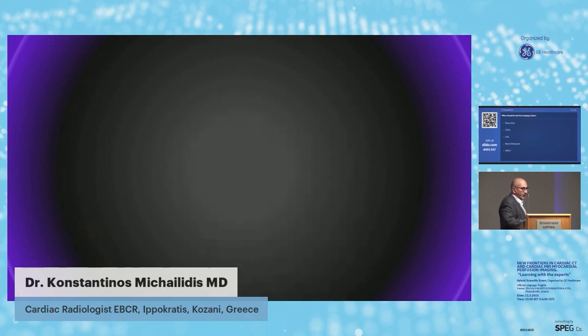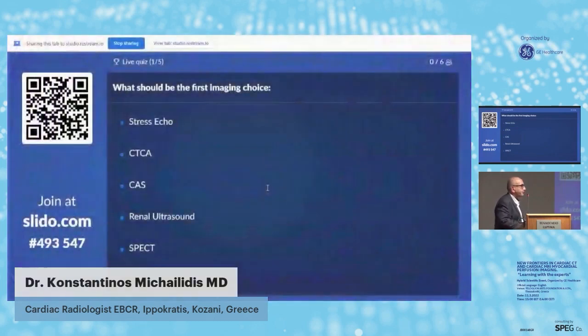And at this point, I would like to have the first question. What is the most appropriate test? So, for a 42-year-old lady who has no risk factors and whose symptom is arterial hypertension with mild ECG changes, what do you think is the next step in diagnosis? Stress echo, CTCA, coronary artery calcium score, renal ultrasound, scintigraphy?